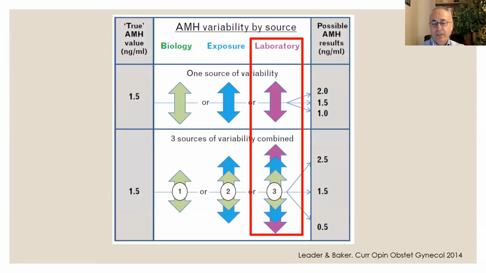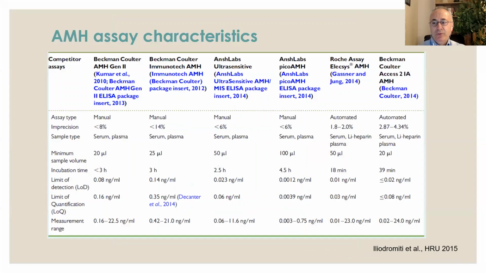From that, we look at the variation due to lab. Here you see the different assays. Even though in the last few years we have better assays, we have platform assays, particularly from Roche, Beckman Coulter, and Ansh Labs, there is still variation when it comes to measurement of AMH.